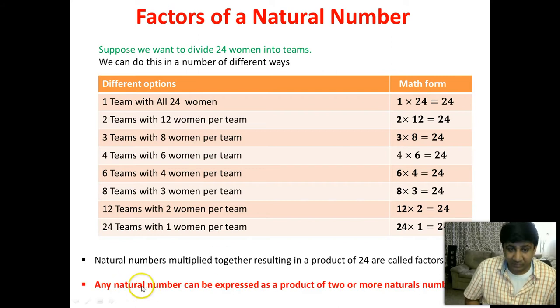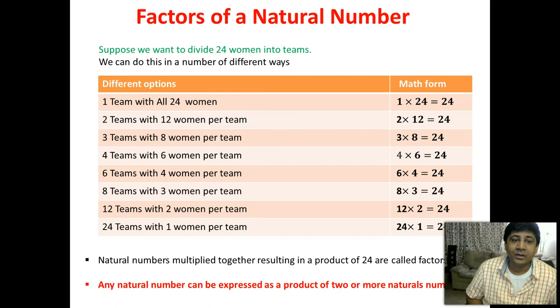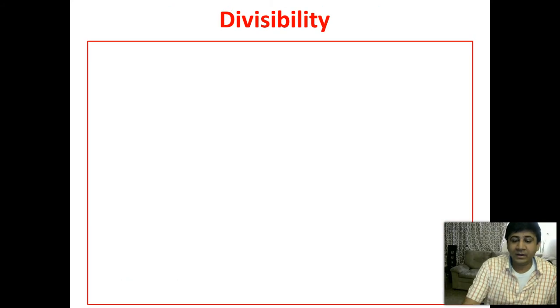Now always keep in mind, any given natural number we can express as a product of at least 2 or more natural numbers. We will talk about it in a minute. Let's look at divisibility.